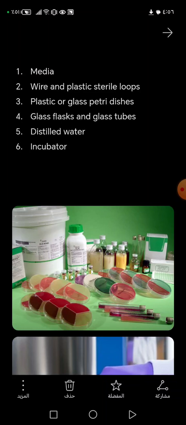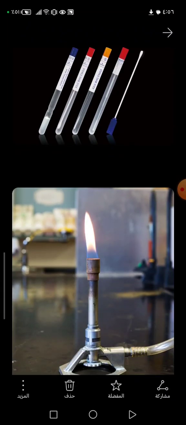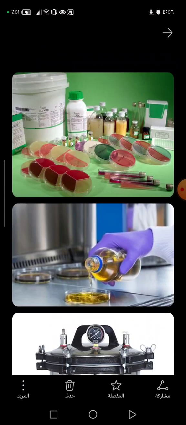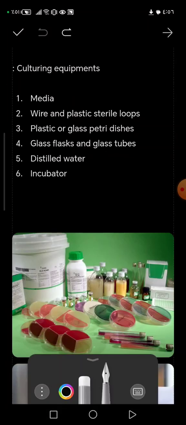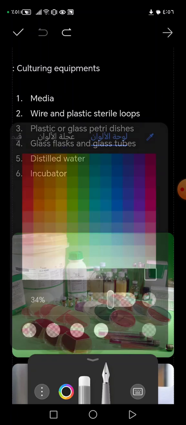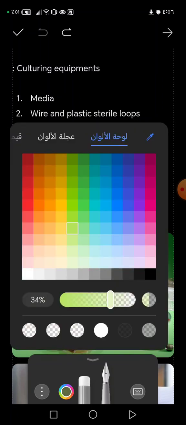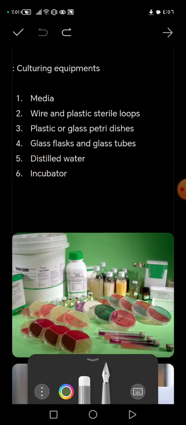Wire and plastic sterile loops. A loop is something just like that. I didn't bring a picture, but I will show you. It's something like that, but it's smaller than this actually. It comes with an end, which you put in a liquid, and you do culturing, streaking.